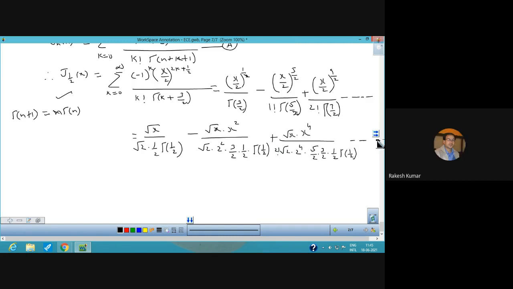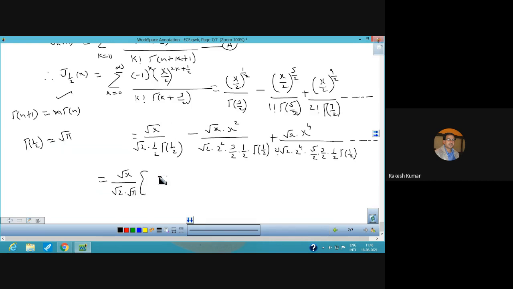अब half gamma का जो standard value है, this we have done in the first semester also, that is the square root of pi. This is the standard value of half gamma. So that value can be used over here. So what is common in this bracket? Square root x is common, square root 2 is common, and half gamma is common. And the value of half gamma is square root pi.